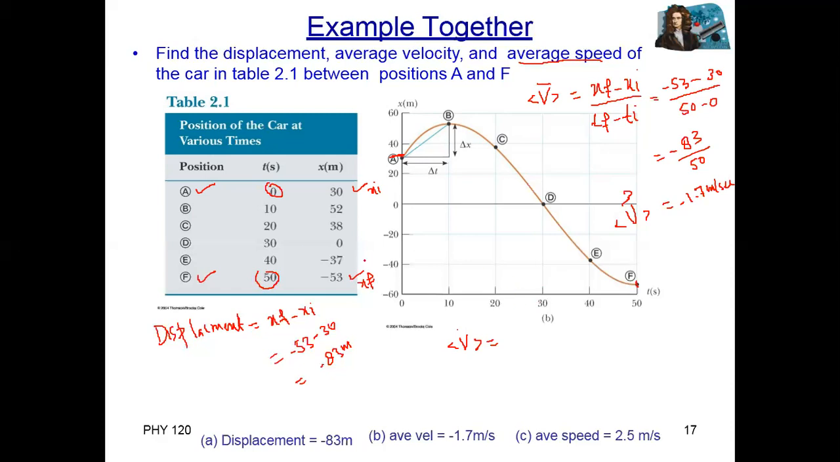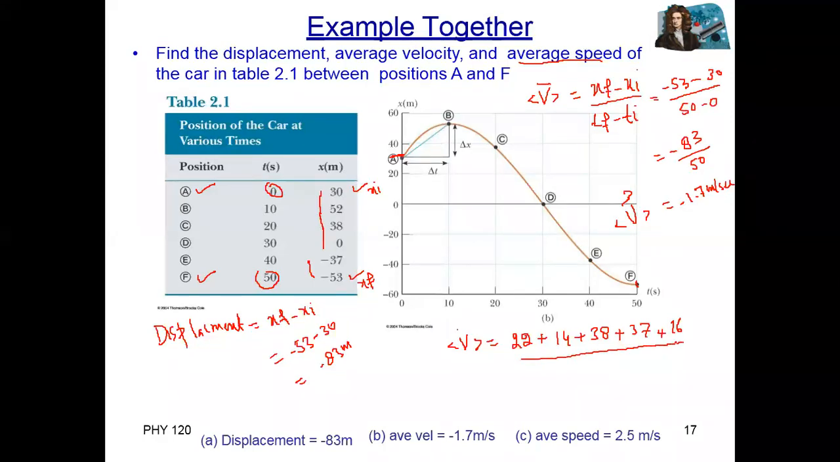Starting was from 30. So what is the distance between 30 and 52? Distance between 30 and 52 is 22, plus. Then from 52 again to 38, equal to what? 14 meter. Then from 38 to 0, distance is 38 plus. Then from 0 to 37, so write down 37, but this is in opposite direction. Then from 37 to 53, again 16.